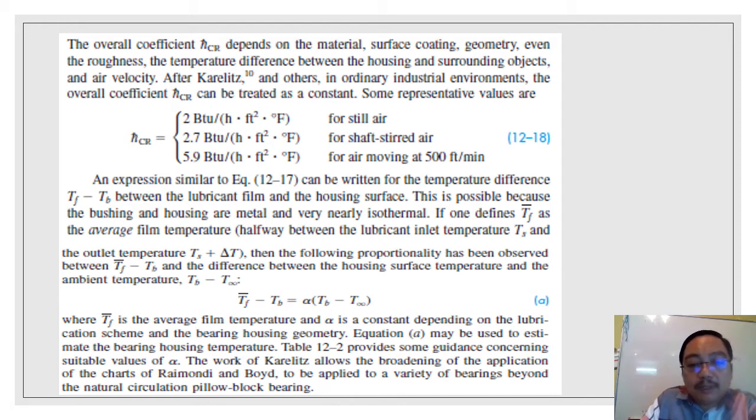Equation A may be used to estimate the bearing and housing temperature, and Table 12 provides some guidance concerning the suitable value of alpha. The work of Garellis allows the broadening of application of the charts of Raymond D and beyond. If you remember the previous video, the 1 hour video talking a lot about this chart, to apply to a variety of bearings beyond the natural circulation pillow block bearing.